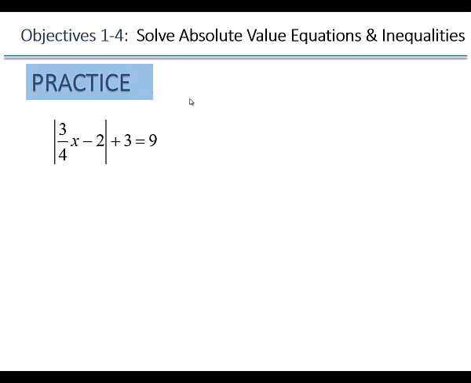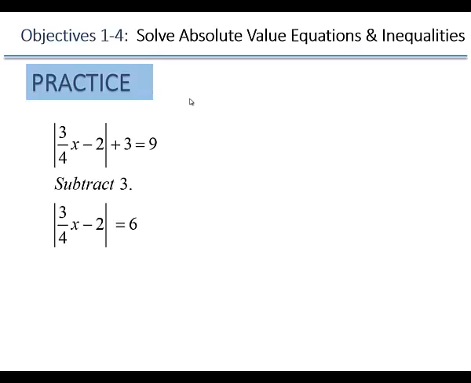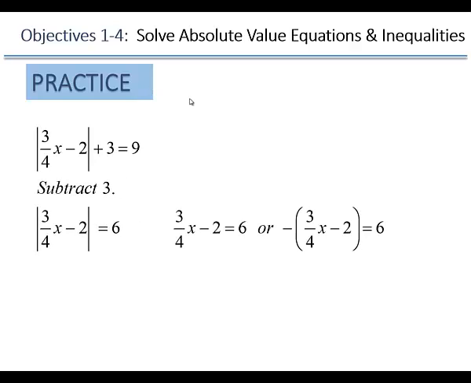So we've got an absolute value statement there. Of course, the first thing we need to do is get that absolute value sign by itself on one side of the equation. So subtract 3 from both sides, no problem there. Now that absolute value could be positive or negative, so we're going to write that as 2 separate statements. We can say 3/4 x minus 2 is equal to 6, or negative 3/4 x minus 2 is equal to 6. Those are our 2 cases that we need to consider.